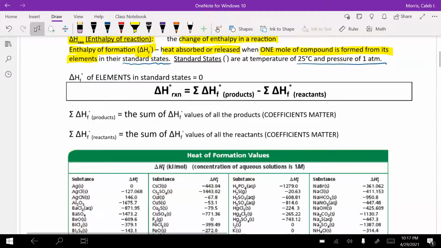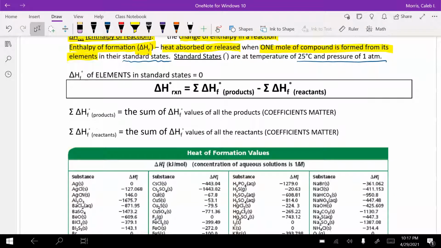Alright, so the enthalpy of formation of elements in standard states is 0. So that's a really important thing to keep in mind. For elements in their standard states, it's going to be 0. We're going to use this, so don't let this get past you. I'll refer back to it when we start doing problems. That's a really useful fact. When you see an element, if it's in its standard state, the value of enthalpy of formation is going to be 0.